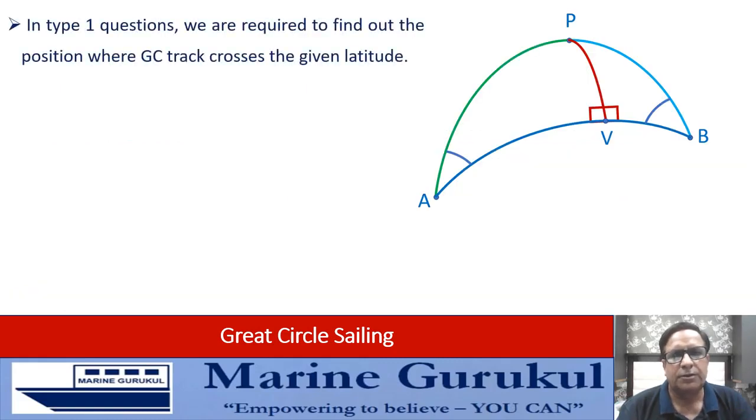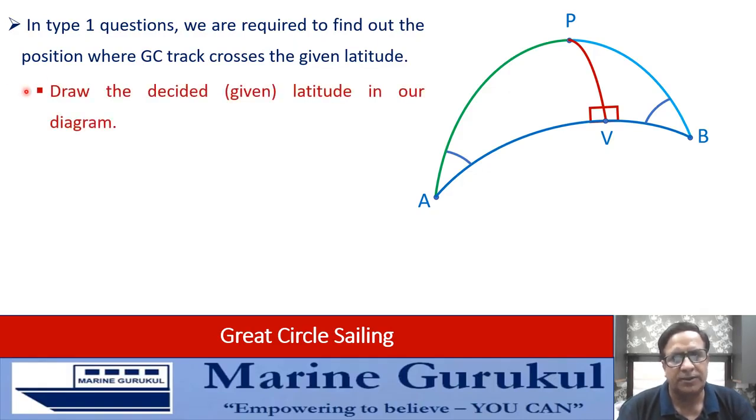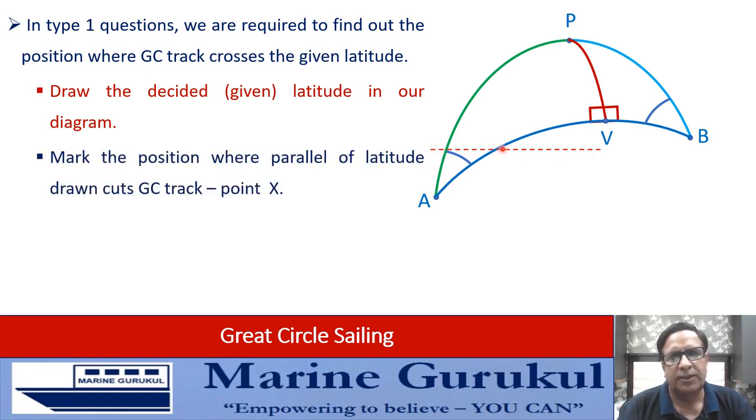Now, in the first scenario, wherein we may have decided on the latitude of the intermediate waypoint, we can just draw the parallel of latitude that we have decided upon. Wherever this parallel of latitude crosses our GC track, this is the waypoint that we are interested in. Let's mark it with X. So the latitude of X is already known to us. We need to find its longitude.